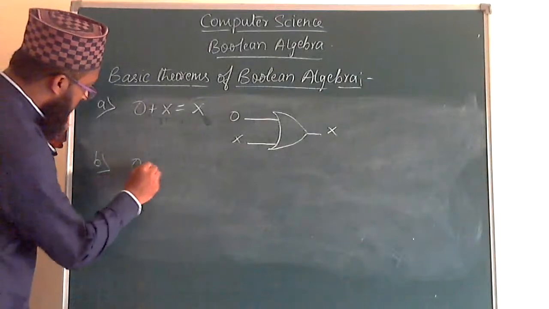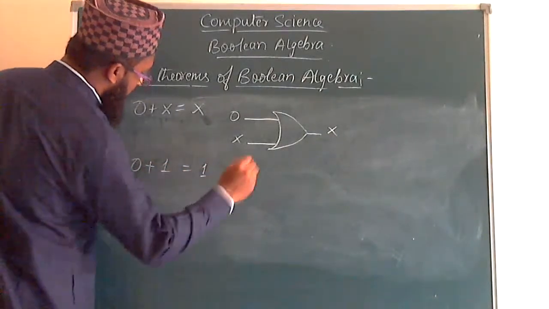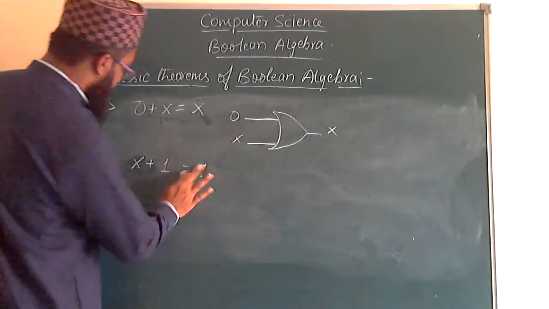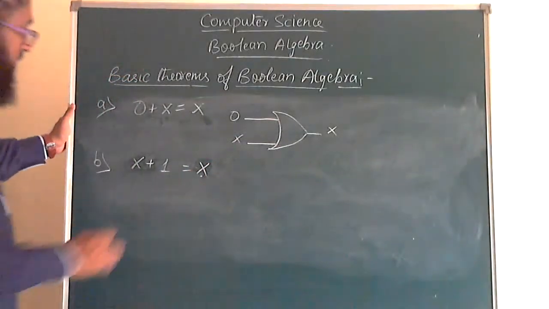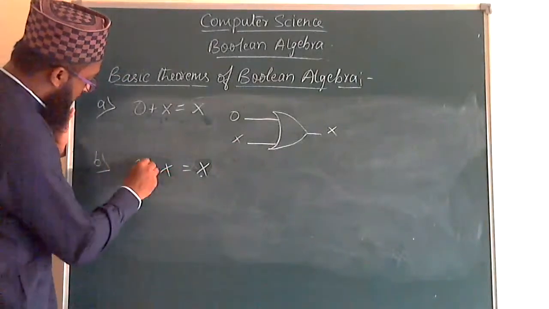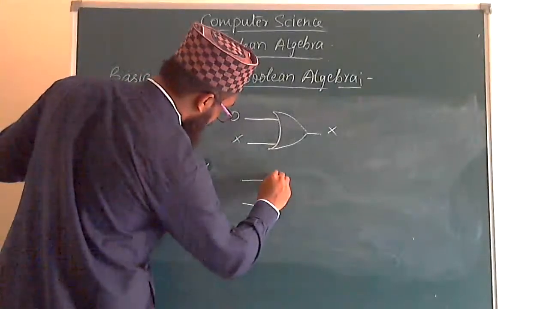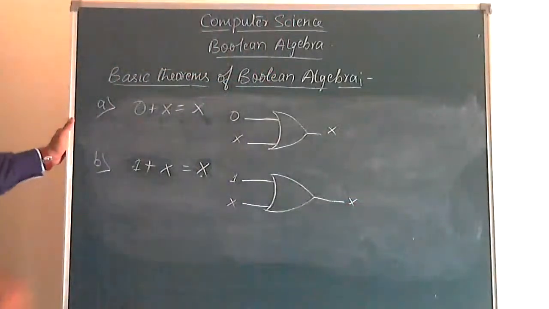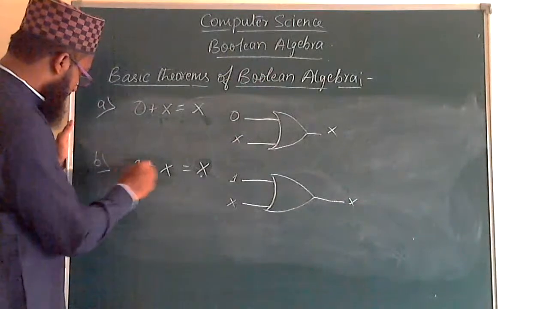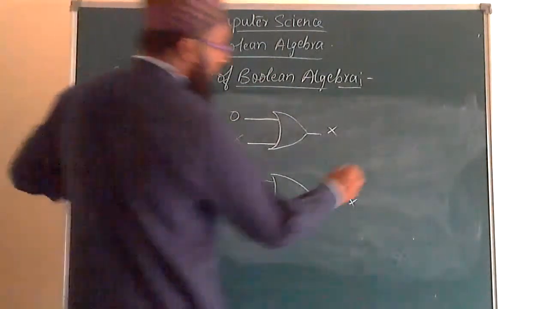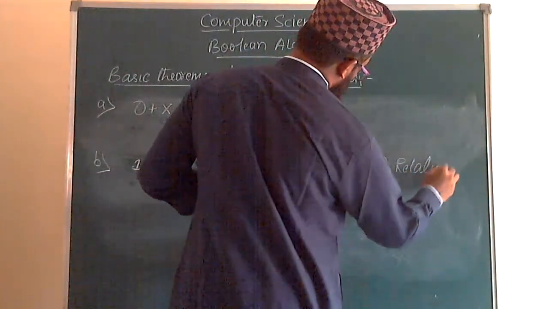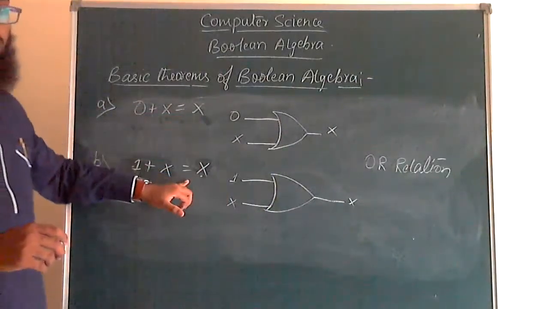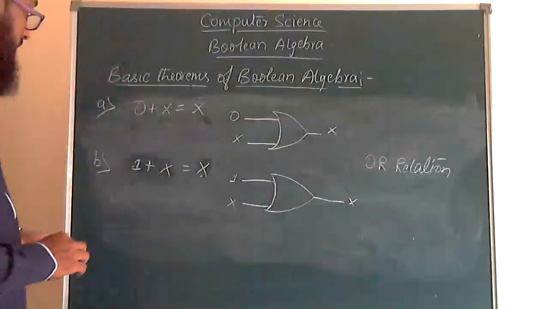Next, the second one, x plus 1, which is equal to x, or 1 plus x, we can take like this. 1 plus x is equal to x. Here we are writing like this: 1, then x, then the answer will be x. 1 plus x is always x. Next, this is for the OR relation. For the OR relation, two things: 0 plus x is equal to x, then 1 plus x is also equal to x. It will not become 2. Remember this.